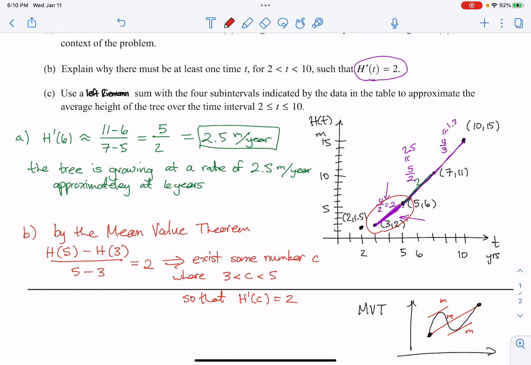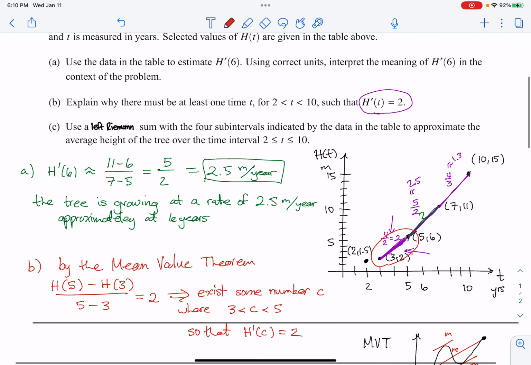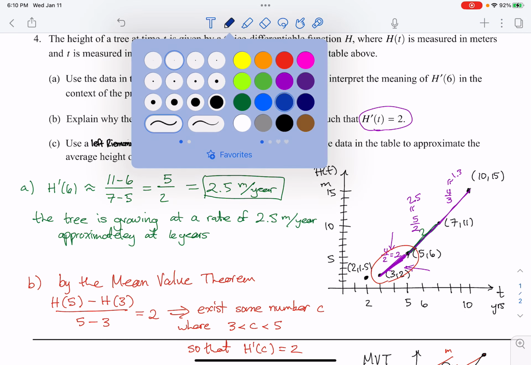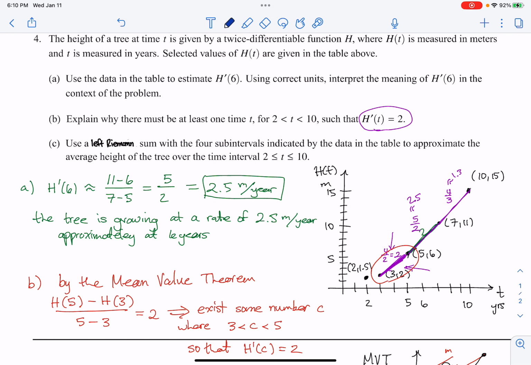And you do need to get pretty detailed. Rough, non-detailed answers are probably not going to get you the points there. Okay. And let's move on to part C. I'll do this in blue here. Use a left Riemann sum with 4 sub-intervals indicated by the data in the table to approximate the average height of the tree over the time interval from 2 to 10.